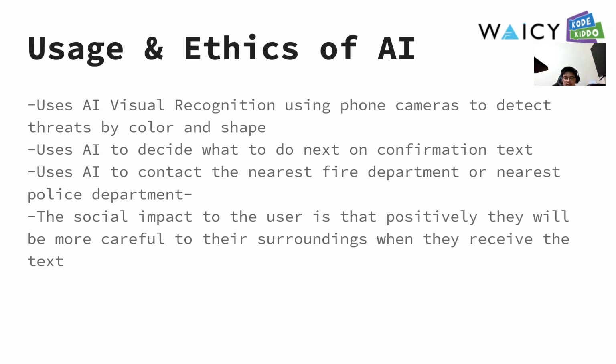And what are the usage and ethics? So in here, I use AI visual recognition using phone cameras to detect threats by color and shape. And I use AI to decide what to do next on the notifier. And I use AI again to contact the nearest fire department or nearest police department, depending on what the user presses, like yes or no. And then the social impact to the user is positive, they can be a little bit more careful of their surroundings when they receive the text, because if no one tells them that something will happen, they will just keep on their phones and in the worst case get killed.